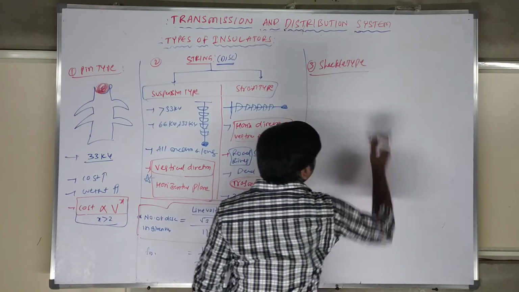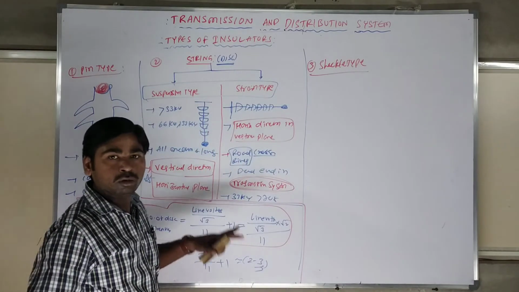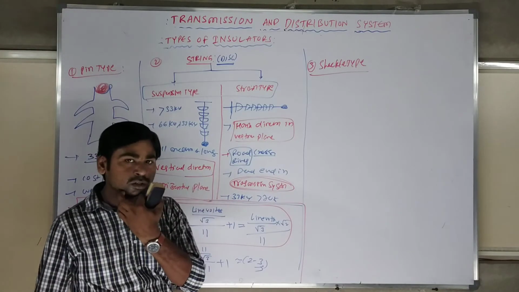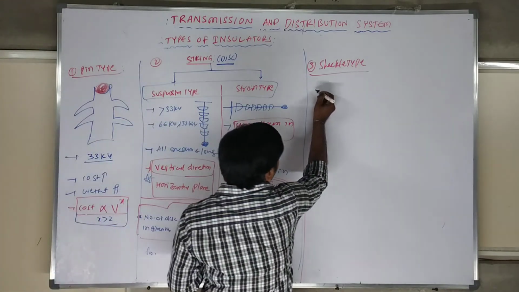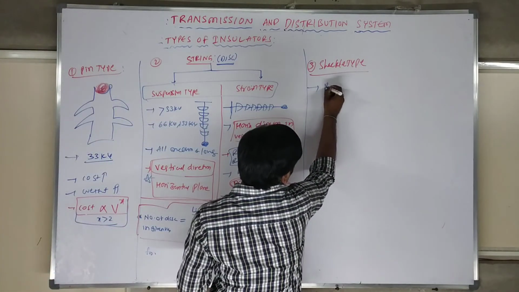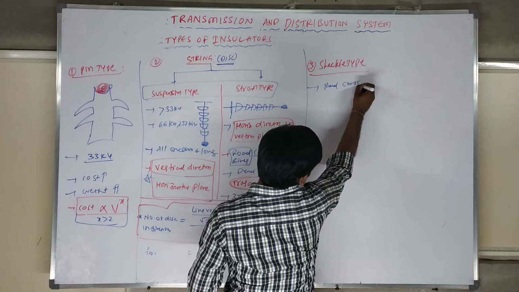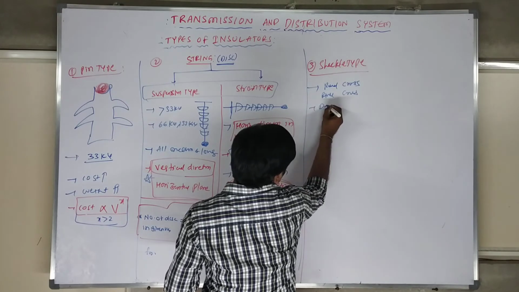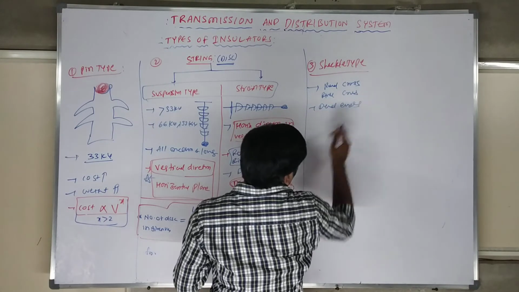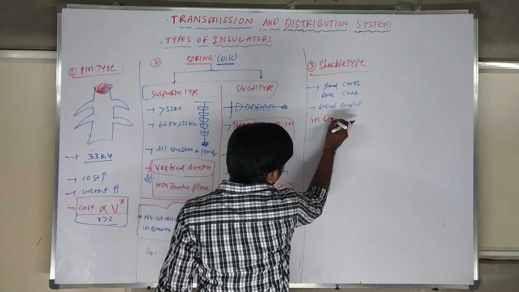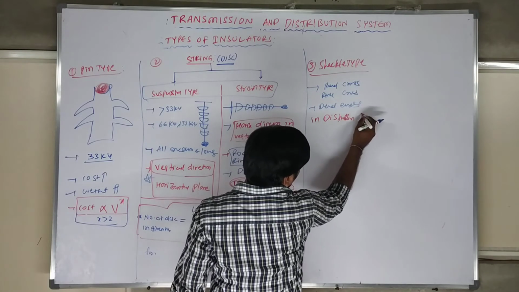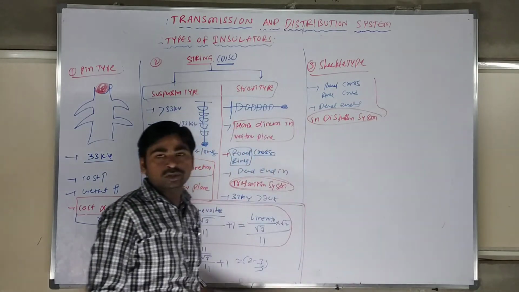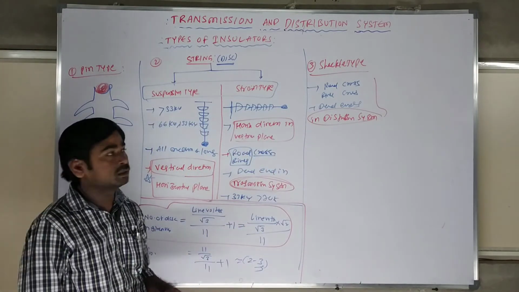How to use the Shackle type insulator? The Shackle type insulators work the same as strain wire insulators. They can be used for road crossings, river crossings or dead ends, which we can use in the distribution system.